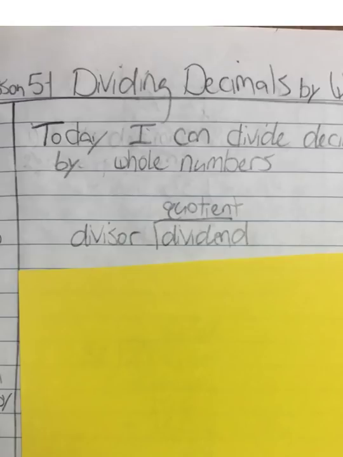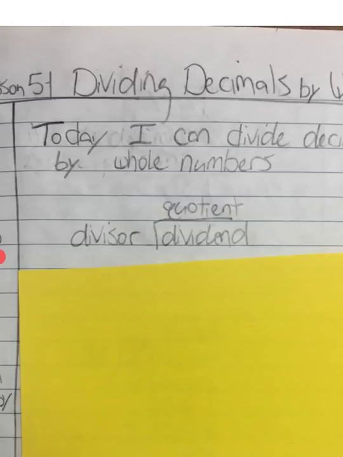Our first thing here, we have our learning target, our LT. Today, I can divide decimals by whole numbers. I know we already wrote this, but it's just a review of that vocabulary that we already had with yesterday's lesson, but I want you to rewrite it again just so you get used to knowing what is where and what do I need to know.